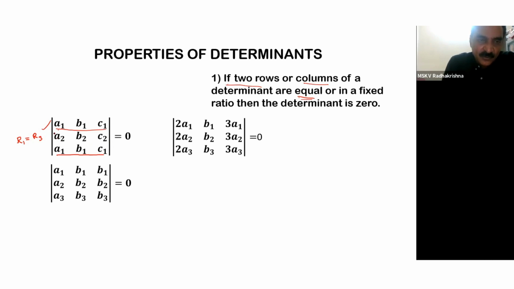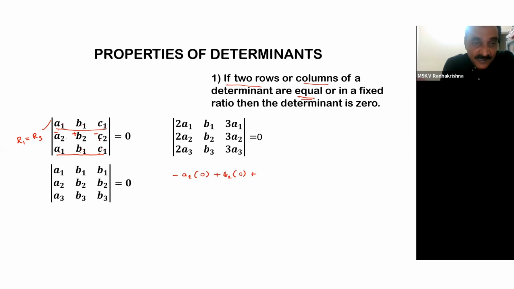How do you expand using second row? You have to take signs minus, plus, minus. So minus A2 into, what is the subdeterminant? Subdeterminant is B1 C1, B1 C1. B1 into C1 minus B1 into C1. You are getting subdeterminant 0. Plus B2 into, what is the subdeterminant of B2? It is A1 into C1 minus A1 into C1, again 0. Okay.